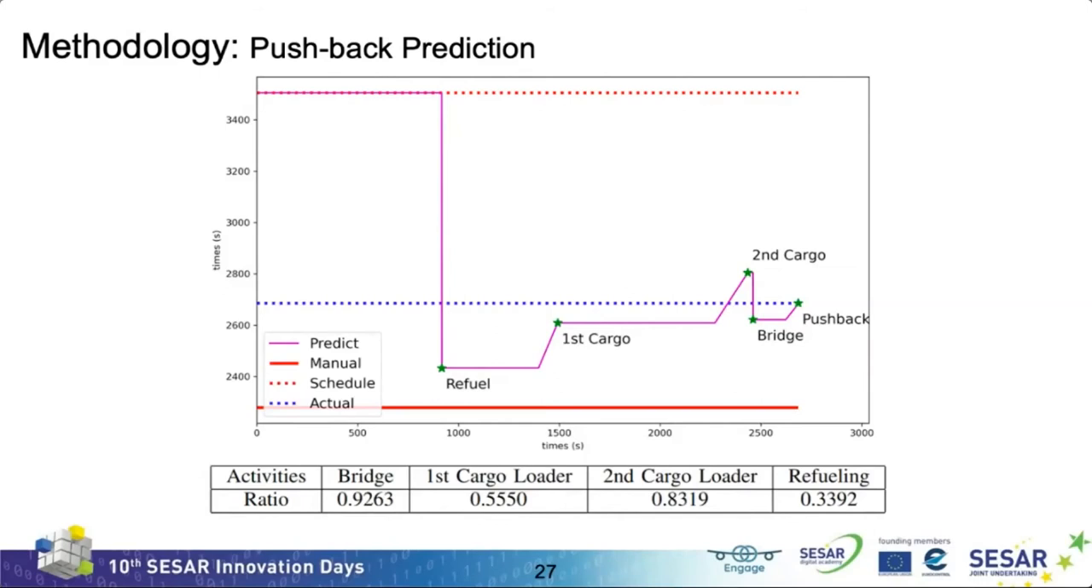After that, it slightly increases as the second cargo loader takes more time to complete than it should. Then the predicted time suddenly drops because the bridge detached early. Finally, the predicted time increases since the actual pushback time may occur later than the estimated one.